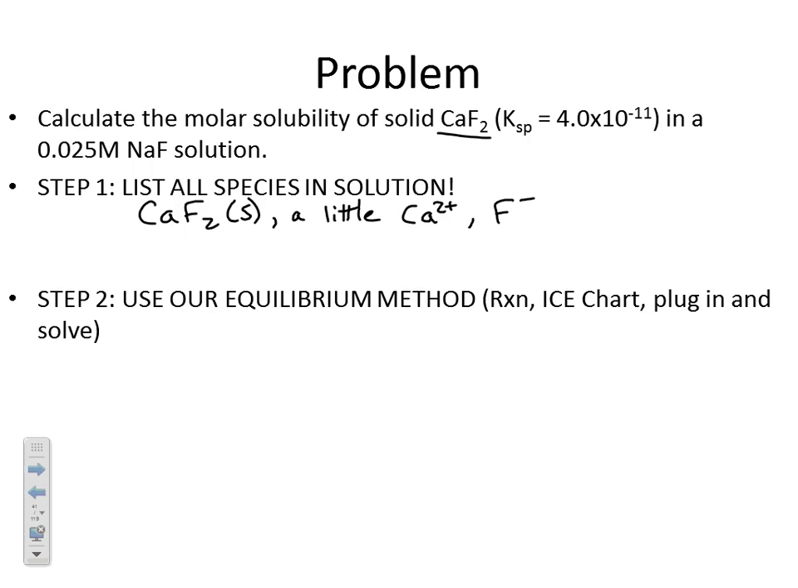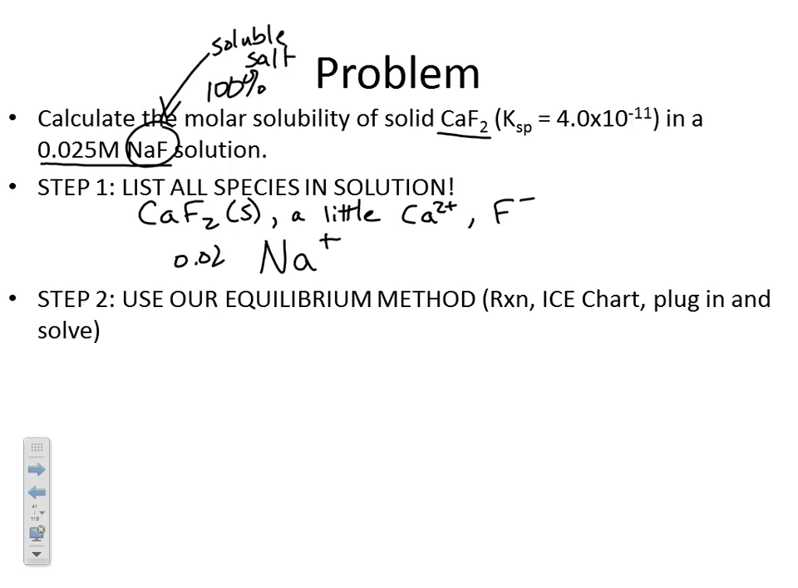But then it also says in the beaker that we have 0.025 molar sodium fluoride. Now, sodium fluoride is a soluble salt, so that means it dissociates 100%. So that means that I don't have NaF anymore. What I do have is some Na plus. I'm going to have 0.025 molar Na plus, because it dissociates 1-to-1. And I also have 0.025 molar F minus.